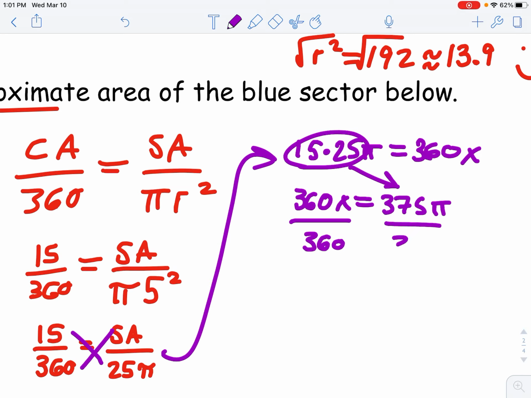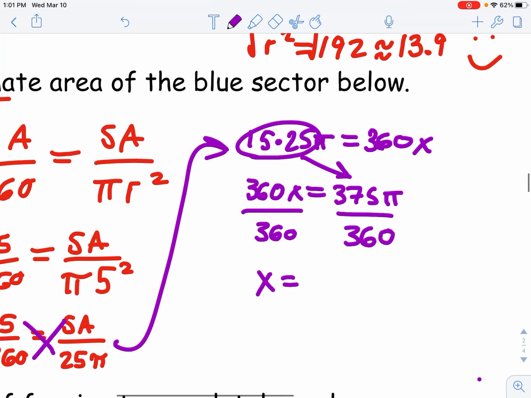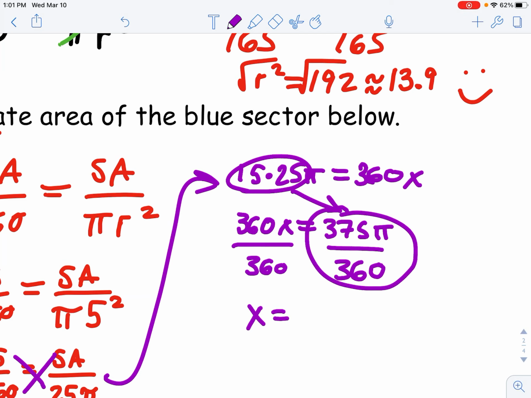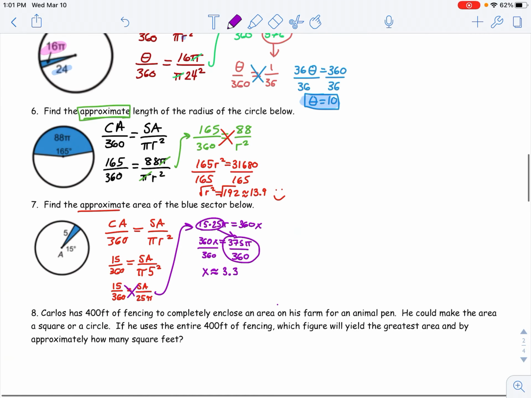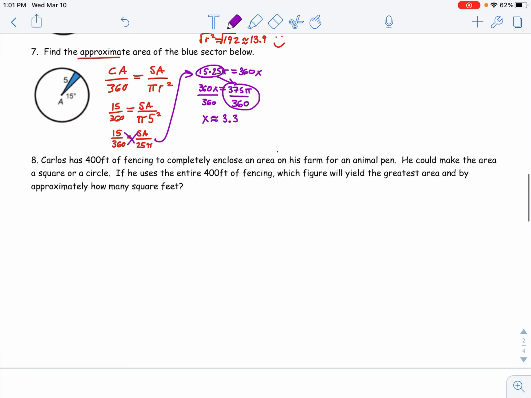All right, so again, when it's approximate, I can just keep my work really organized. 375 times pi divided by 360. Again, I plug this all into a calculator very carefully, and I can get an approximate answer of 3.3. All right, again, just be careful. Cool beans, cruising right along.